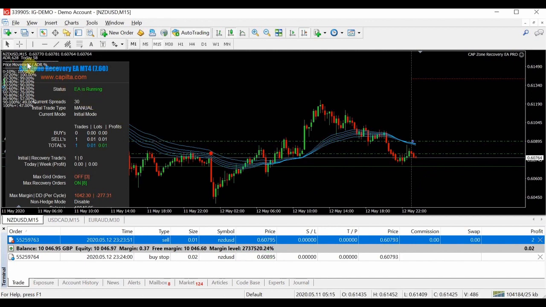The ADR is looking pretty good. It's about 62 pips. So around 30%, 99% of the time, 18, 19 pips. It's done 7 pips already, so I'm quite comfortable that I'll get out of this trade relatively soon.